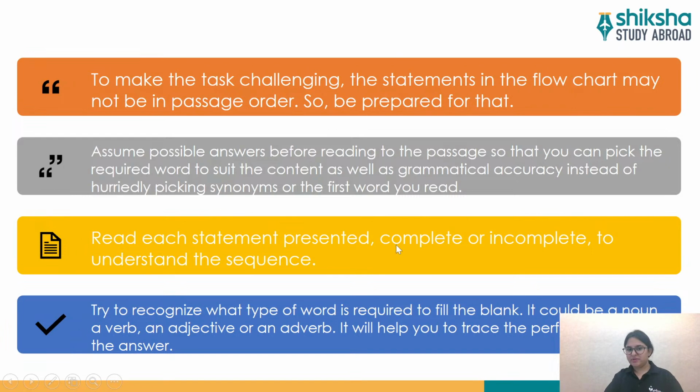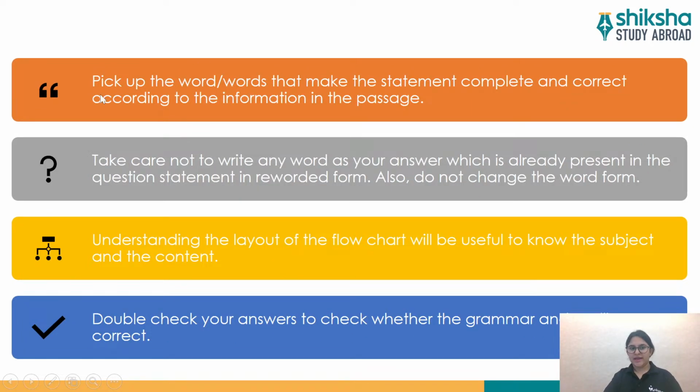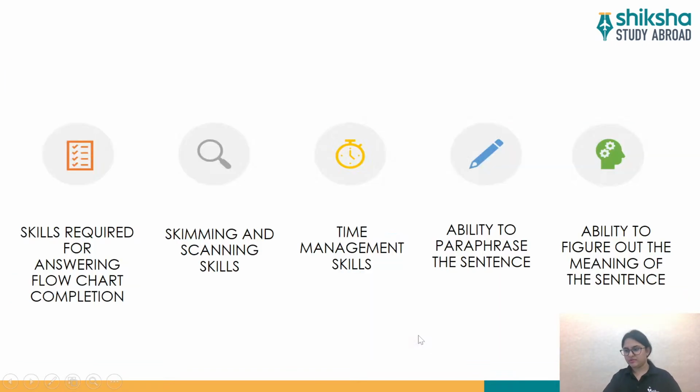Next is read each statement presented, complete or incomplete, to understand the sequence. Try to recognize what type of word is required to fill the blank. It could be a noun, a verb, an adjective, or an adverb. Next is pick up the word or words that make the statement complete and correct according to the information in the passage. Take care not to write any word as your answer which is already present in the question statement in reworded form. Also, do not change the word form. Understanding the layout of the flowchart will be useful to know the subject and content. Double check your answers, that means revise your answers.